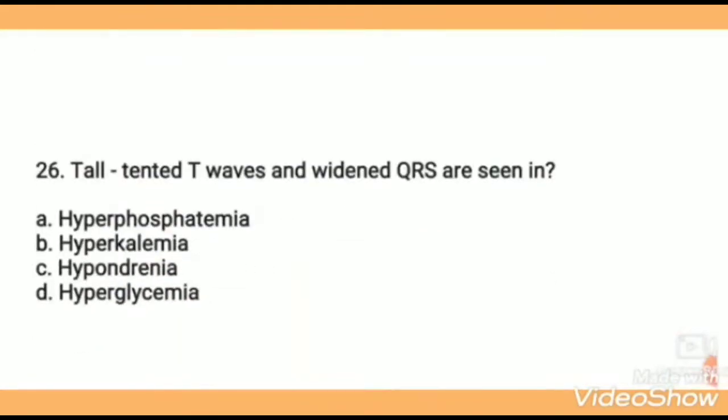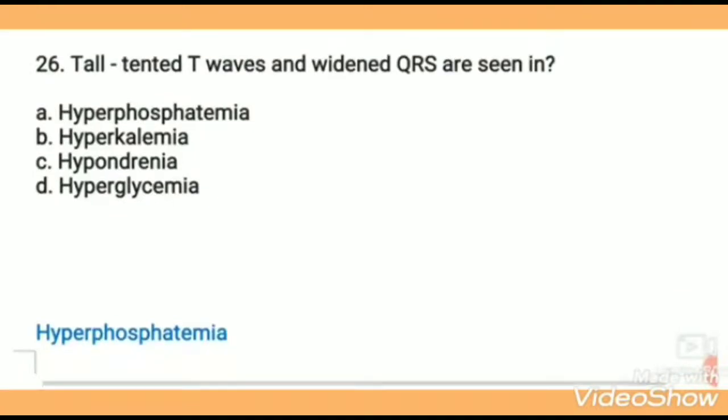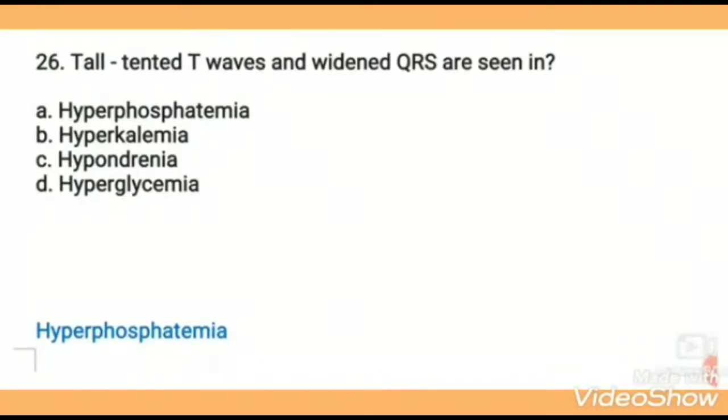Next question. Tall tented T waves and widened QRS are seen in hyperphosphatemia, hyperkalemia, hyponatremia, or hyperglycemia? So, the correct answer, tall tented T waves and widened QRS are seen in hyperkalemia. This was due to an uncommon cause.